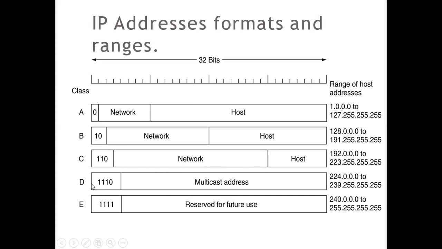Now, we are not using class D and class E addresses. Class E is reserved for future use, so we are not using it, and class D also we are not using. This is for multicast, meaning when one machine wants to send data at a time to more than one machine, multiple machines. So that is a multicast address.